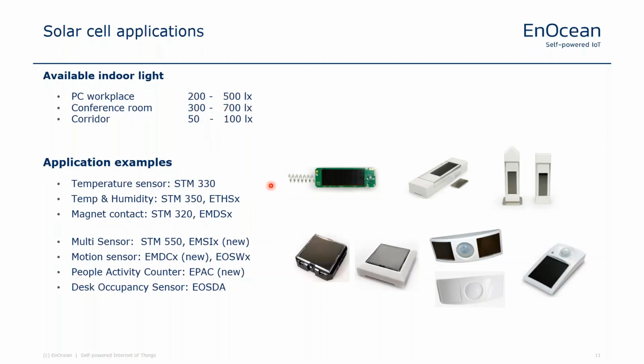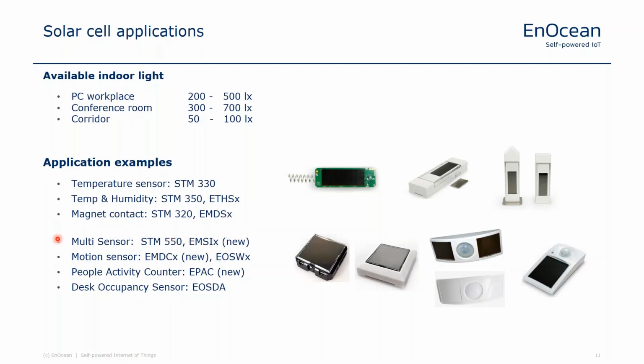Okay, there are a lot of sensors available in the EnOcean portfolio. There are modules like the STM 320 before, and the STM 330. This looks the same, but it's a temperature sensor. They are also available in combination with a humidity sensor, and also as finished products in housings. You see here some examples of these housings, called EDHS, EMDS, and the X is for multiple protocols and multiple frequency ranges for EnOcean.